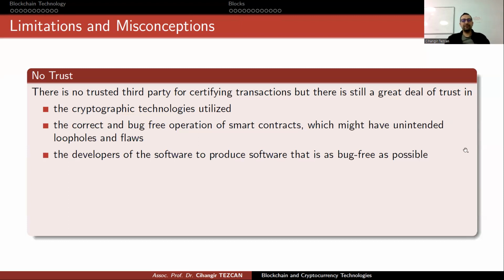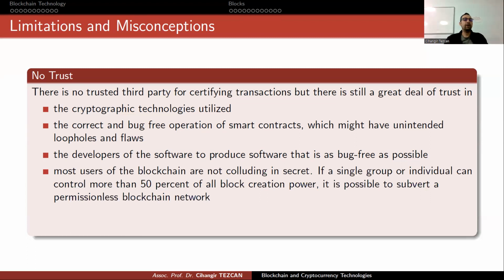We also have trust in the developers of the software to produce software that is as bug-free as possible. But a simple bug in the Java version of Android for random number generation actually ended up with people losing a lot of Bitcoins. So there is trust, but if there is a fault in that trust, then it doesn't work as we expected. Most users of the blockchain are not colluding in secret, so we trust that this is not happening, that they don't come together.